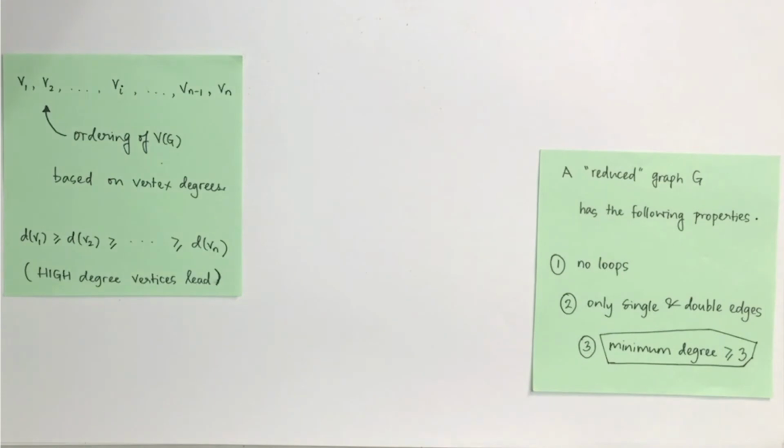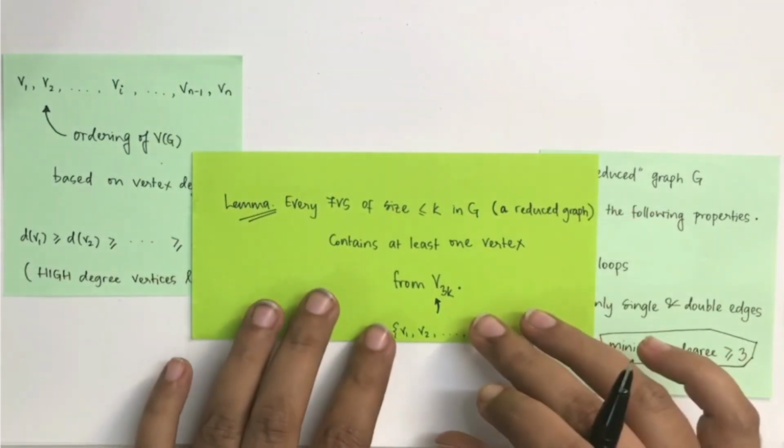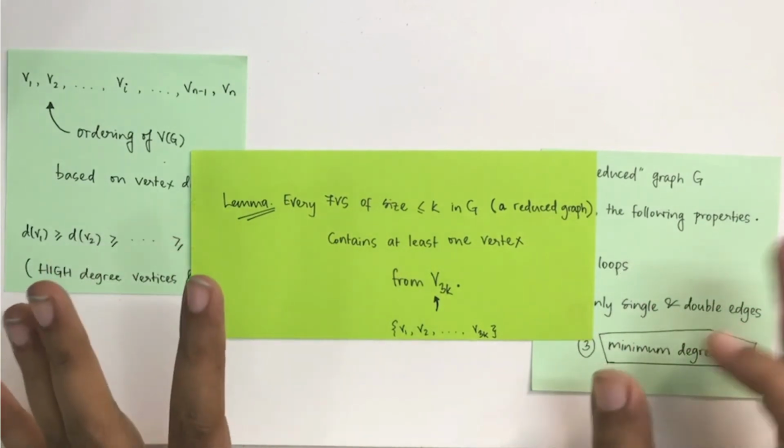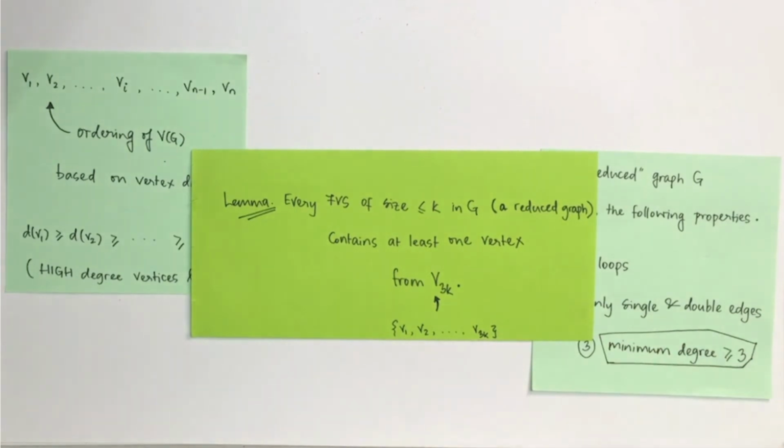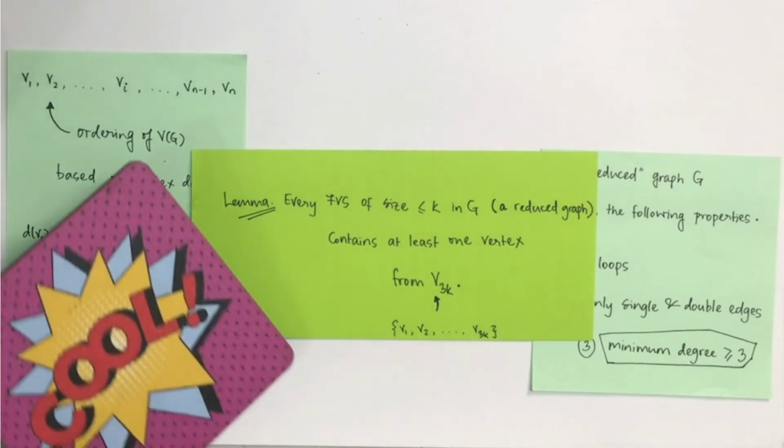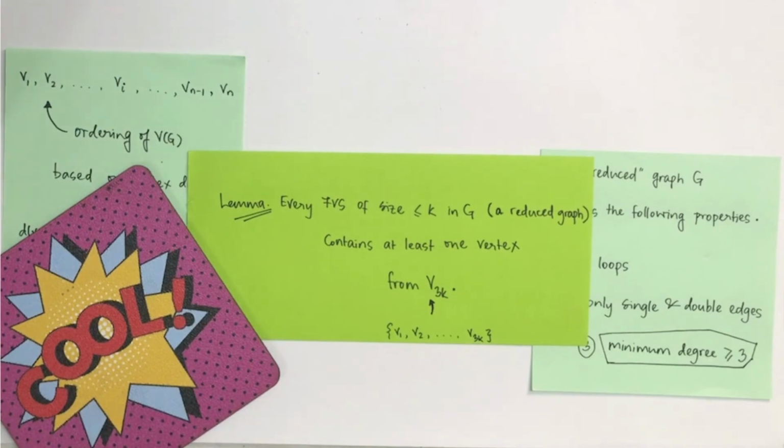Then the claim is the following. So if you have a feedback vertex set of size at most k in such a reduced graph, then this feedback vertex set must contain at least one vertex from the top 3k vertices in the list of vertices that have been sorted by their degree. Now, if this lemma were true, then hopefully you can see that the branching algorithm is very, very natural. What you can do is sort the vertices according to their degree, and you could just branch on the top 3k vertices, and thanks to this lemma, this branching strategy would be completely exhaustive.